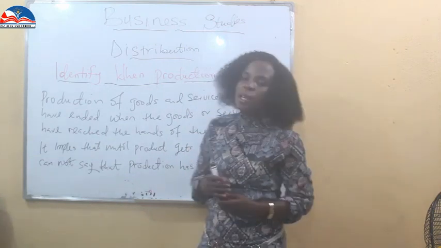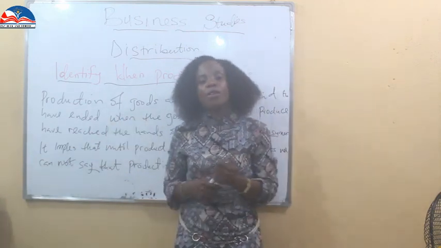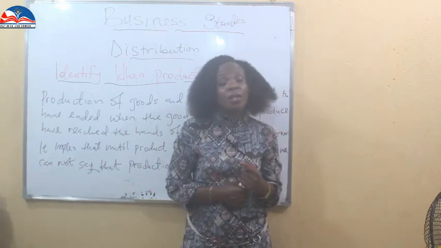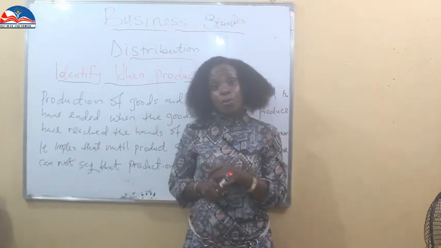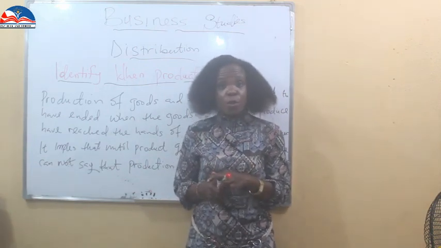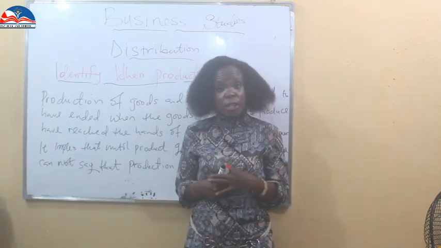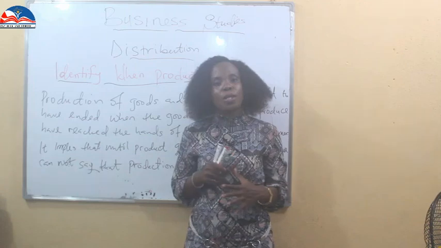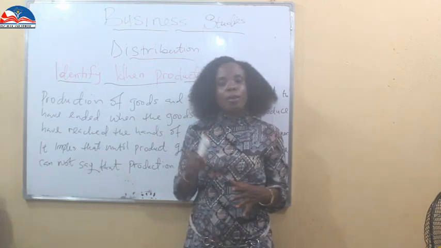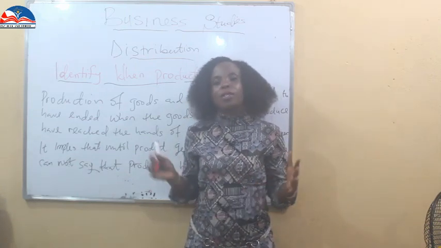So these are the 4 areas we have covered in our business study class for today: the meaning of distribution, the channels of distribution, the functions of each of these channels found in the chain, and then when a product is said to have met its end. We have seen all of this.